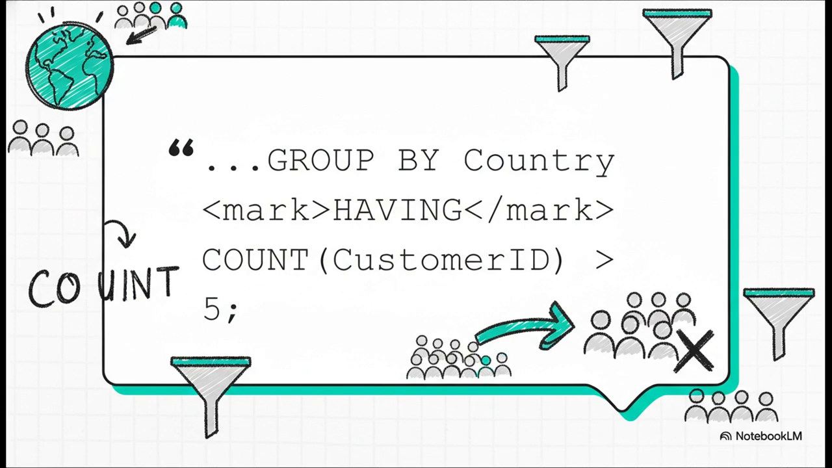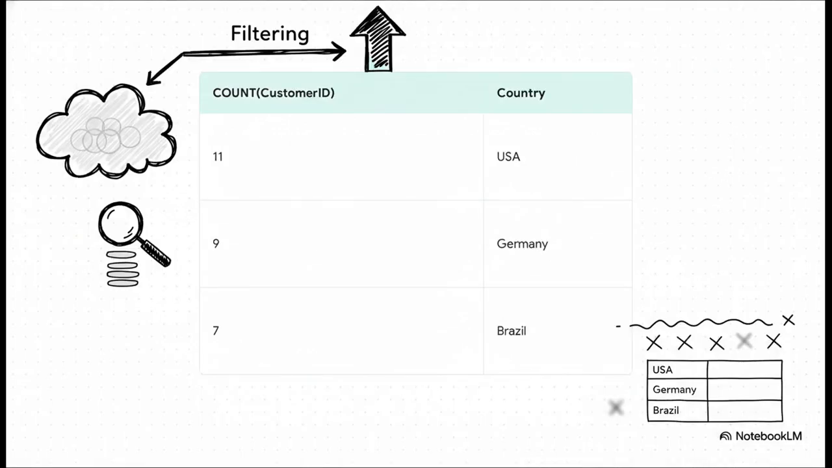This is basically us telling the database, hey, after you're done counting everybody up, only show me the country groups where that final count is bigger than 5. And boom, look at that. We get this perfectly clean, concise list showing only the countries that met our condition: USA, Germany, and Brazil. Every other country that had 5 or fewer customers, they got filtered out after the counting was done. Now that is the power of the HAVING clause.